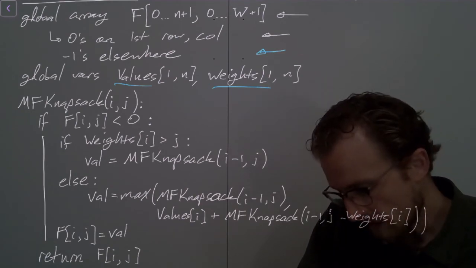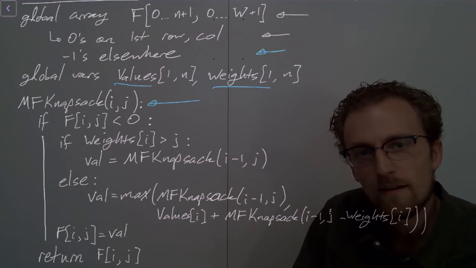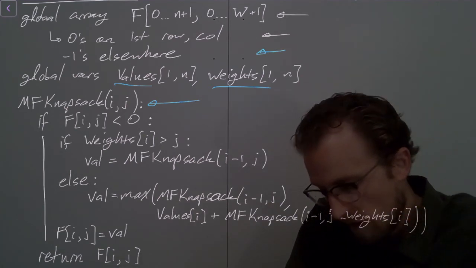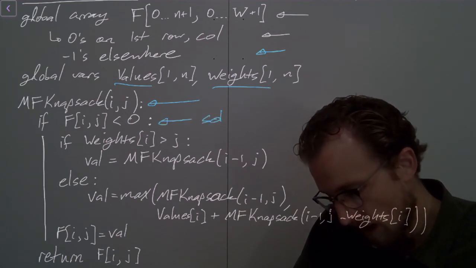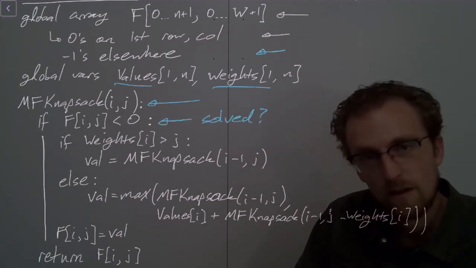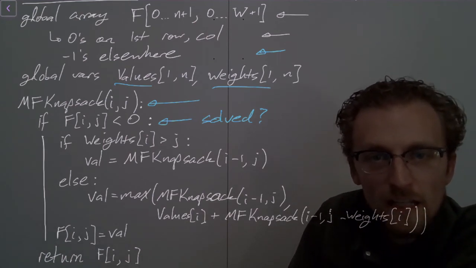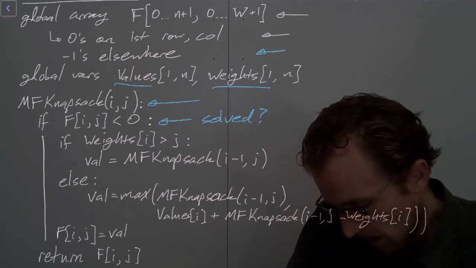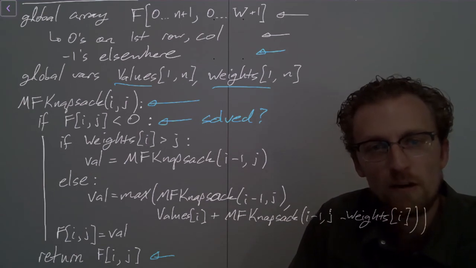So when we are asking, what is the value of an optimal subset using items 1 through i at capacity j, the first thing we do is check to see if it's solved. If there is a non-negative number in this entry, then this if will fail, and we'll jump right to the end and just return the value that's sitting there in the array.